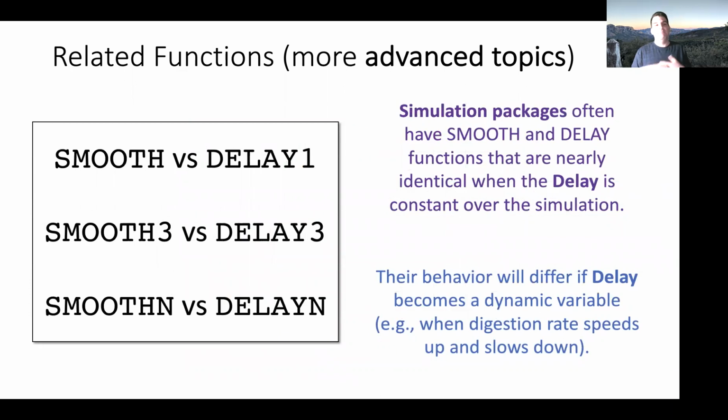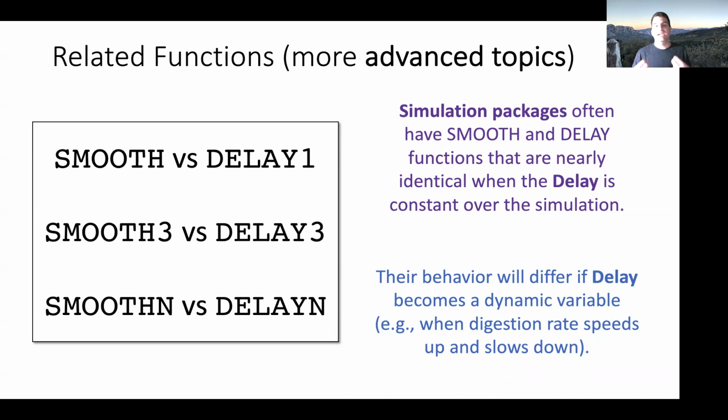All right, so there are related functions here that you'll notice. Smooth and delay 1, for all intents and purposes, are identical functions, but you'll see both of them in Vensim. Smooth 3 and delay 3, same thing, smooth in and delay in. All of these things, for all intents and purposes, act identically, but there are more advanced modeling challenges where they start acting differently.